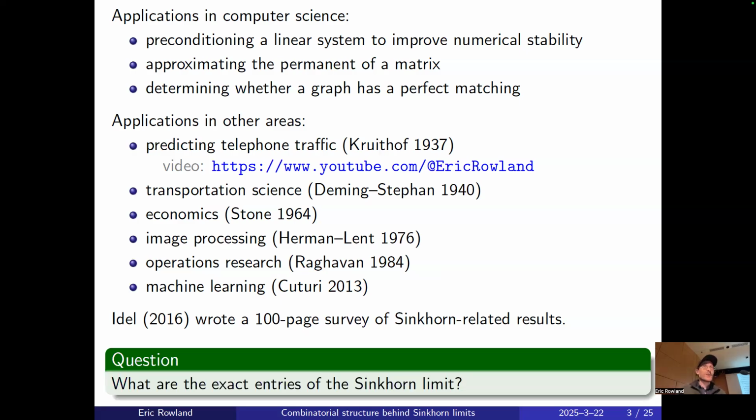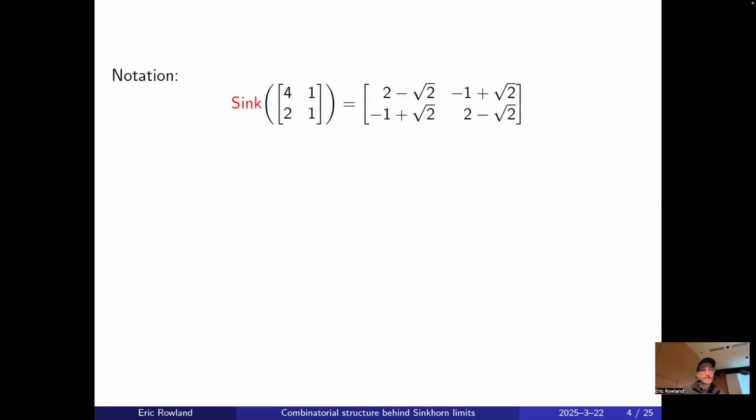So a relatively new question is, what are the exact values that you get when you iteratively scale a matrix? What are the exact entries of a Sinkhorn limit? So for example, we saw this matrix, 4, 1, 2, 1. This is going to be our notation for the Sinkhorn limit of a matrix. We saw that it's this matrix.